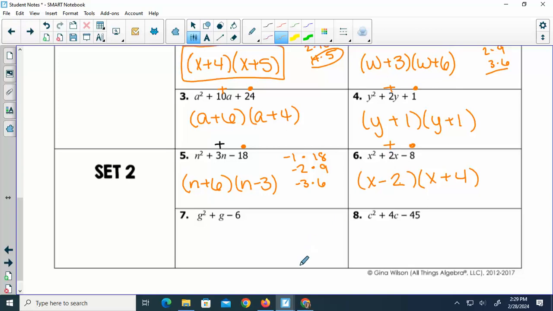You guys try 7 and 8 for me. So, multiply to a negative 6 and add to positive 1. So I know we have a positive and a negative, but I also know if they're going to add up to be positive, the bigger one has to be positive. So it could be a -1 and a +6. It could be a -2 and a +3. Which one works? Okay, so it would be g minus 2, g plus 3.